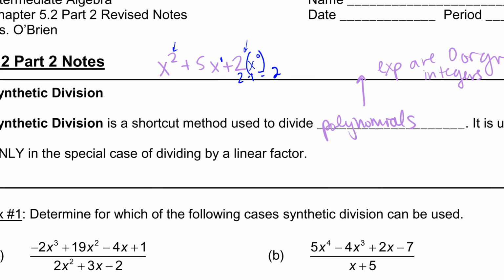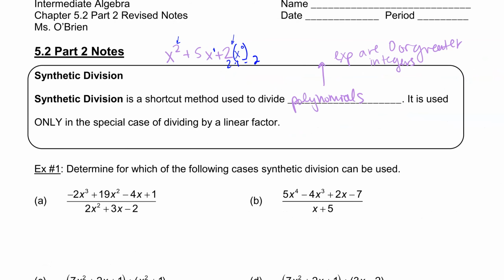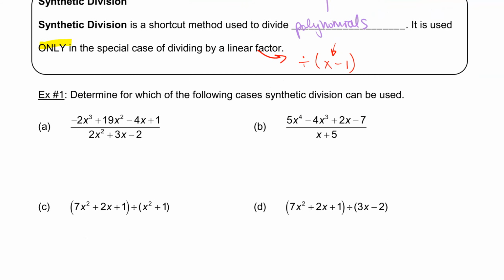This is used only in the special case, only if you're dividing by linear factors. A linear factor is when you're dividing by, let's say, x minus 1. This has to be a line. You can't be dividing by something squared, right? You cannot be dividing by x squared plus 2x or whatever, because this is not a linear term. You only can use synthetic if you're dividing by a line. Okay, so let's go through.